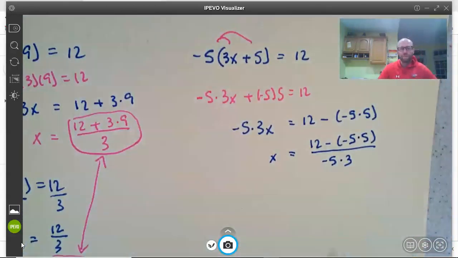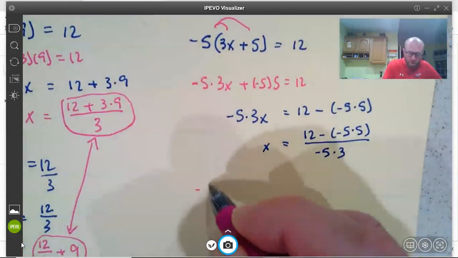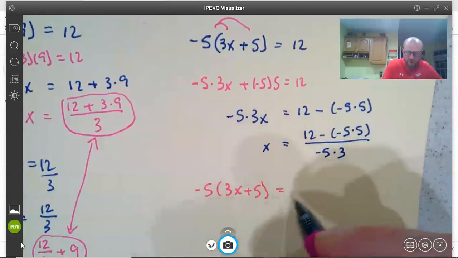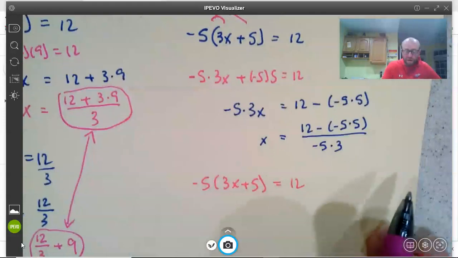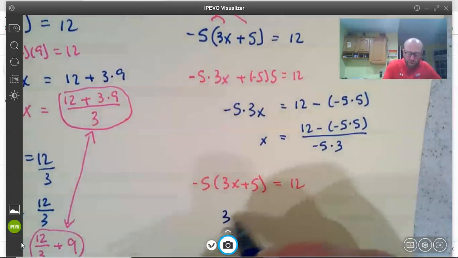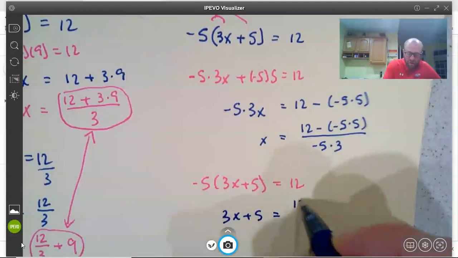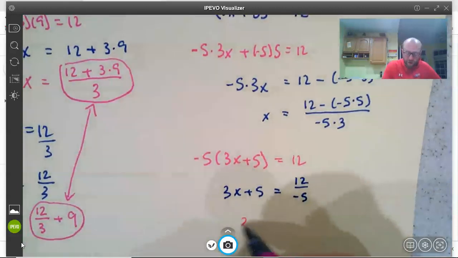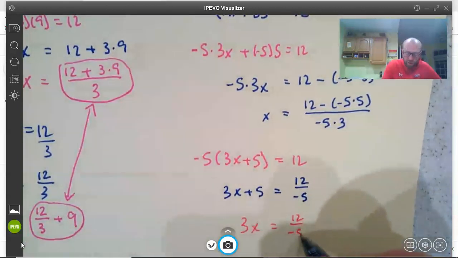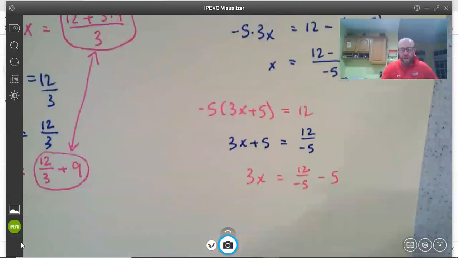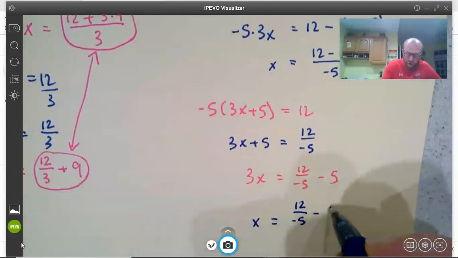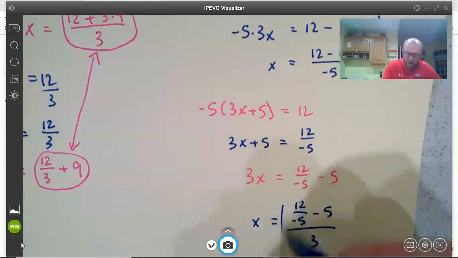And we could use the other method as well. And that one, negative 5 times 3x plus 5 equals 12. So I'll divide by negative 5 right away. That's going to leave us with 3x plus 5 equals 12 over negative 5. And then I will subtract 5 from each side. 3x equals 12 over negative 5 minus 5. And then I'll divide by 3 on both sides. X equals 12 over negative 5 minus 5, and all of that over 3.